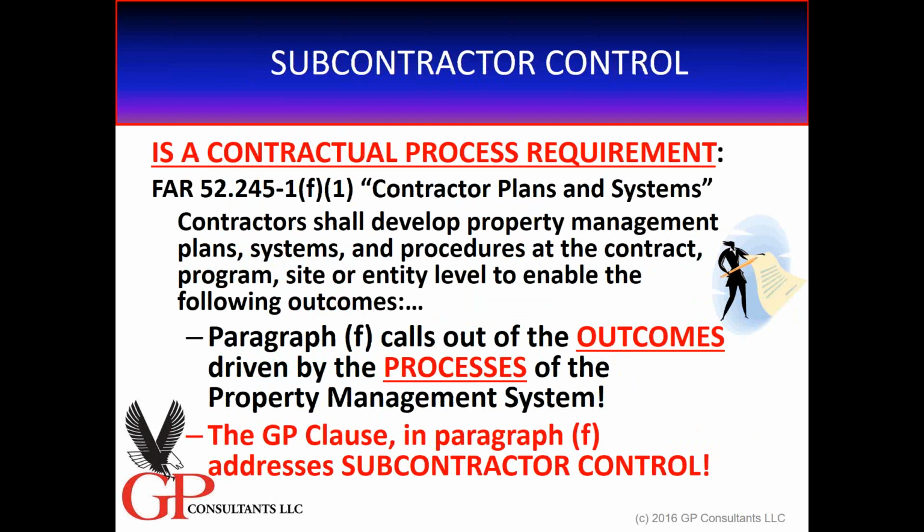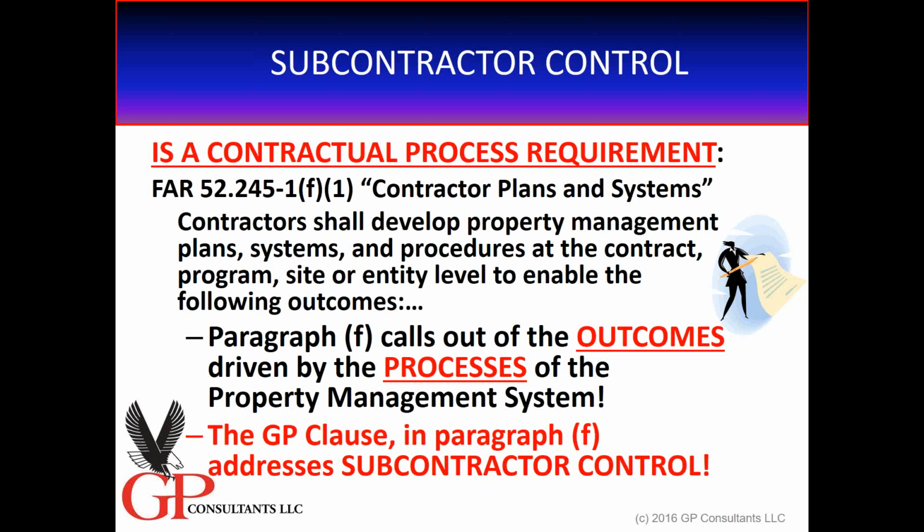If we look back at the government property clause, it has a process or outcome requirement. Yes, I know we use the word outcomes to enable the following outcomes in paragraph F, but to have an outcome, you also need to have a process. So I like to call them process requirements, and it talks about the outcome for that process. Paragraph F in the opening says we need to develop property management plans, systems, procedures, right? Good. Gave some leeway to do that at the contract, program, site, or entity level that enabled the following. Again, paragraph F is our driver for outcomes. Be careful, because in my opinion, paragraph B, the broad overarching construct of property management, and paragraph F are inexorably linked. The two of them go hand in hand. Paragraph F calling out the outcomes and processes. Paragraph B, so you need to do this as a system.